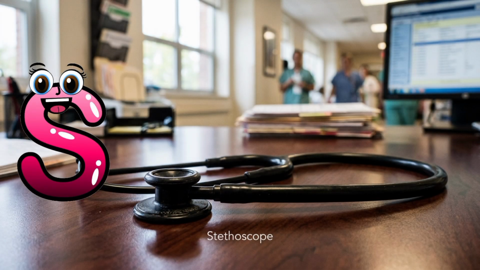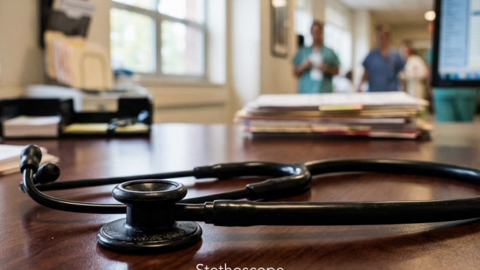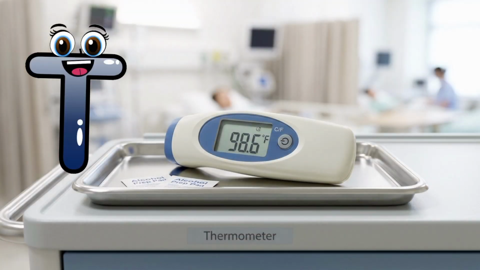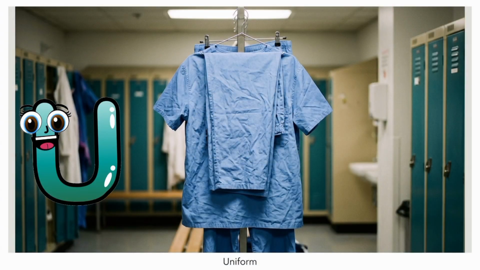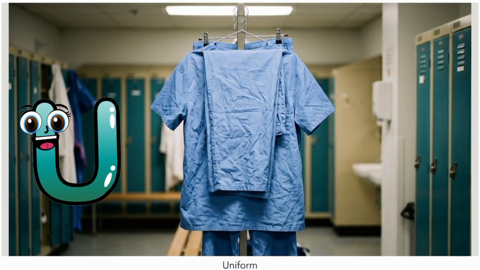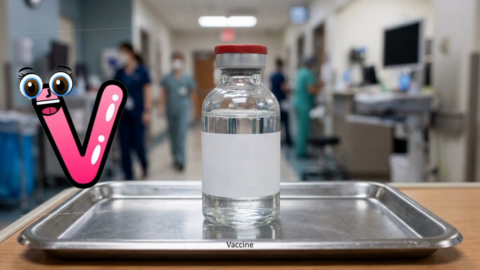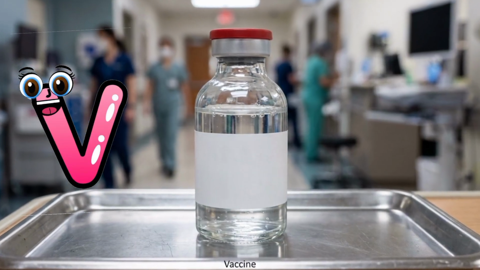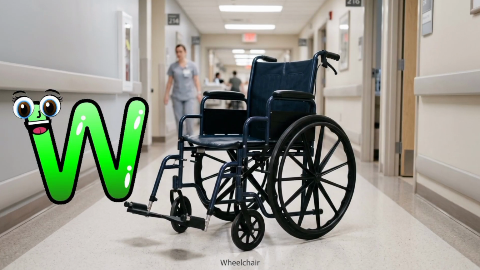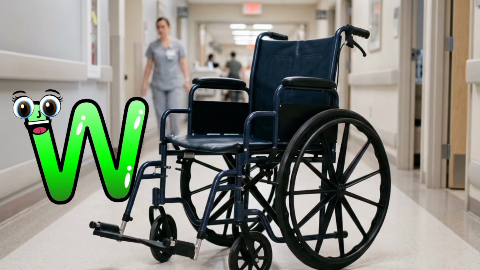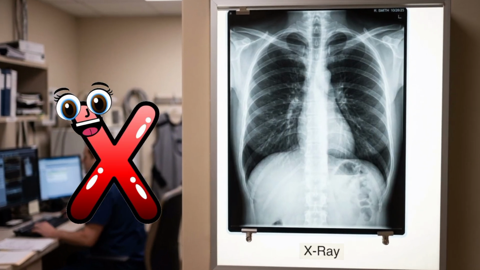Rollator. S. S is for stethoscope. Stethoscope. T. T is for thermometer. Thermometer. U. U is for uniform. Uniform. V. V is for vaccine. Vaccine. W. W is for wheelchair. Wheelchair. X. X is for X-ray.